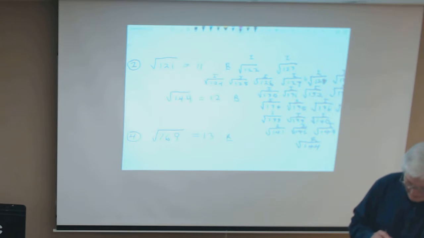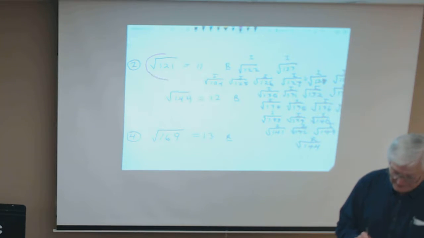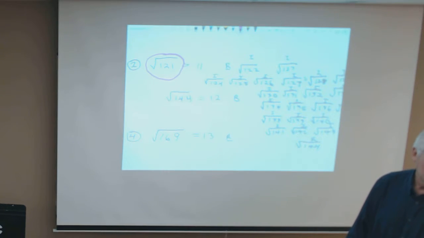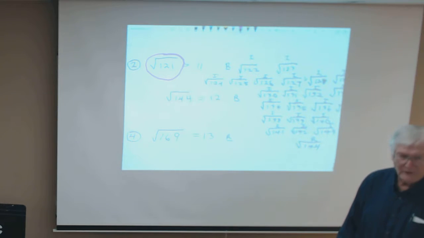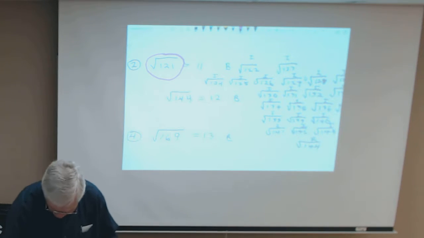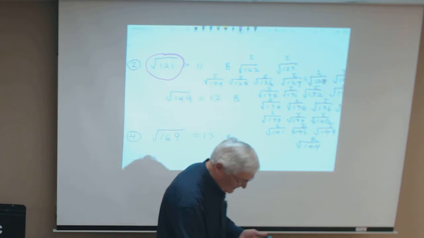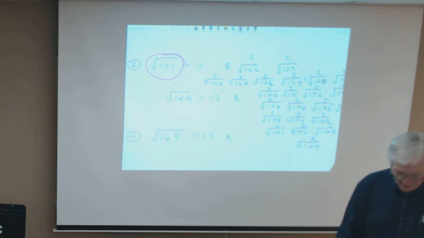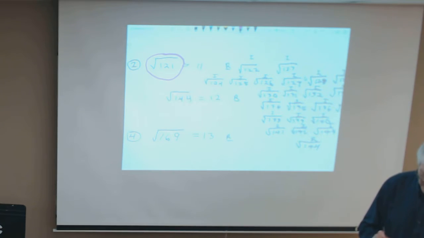Let me change to red here. Are you familiar with numbers like this? Can anyone read what that says? Square root of 121. Thank you. The square root of 121. And if you take your calculator and you punch in 121 and then hit the square root button on your calculator, what do you get for an answer? 11. That's problem number 2.